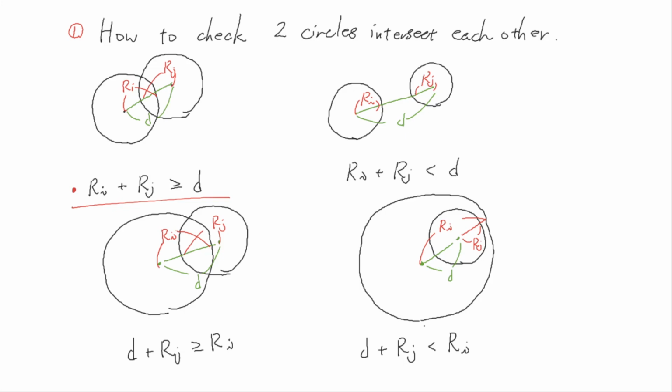So you have to think about this picture. This is very important, but sometimes overlooked. This picture is where a circle contains the other. In this case, we have this inequality.